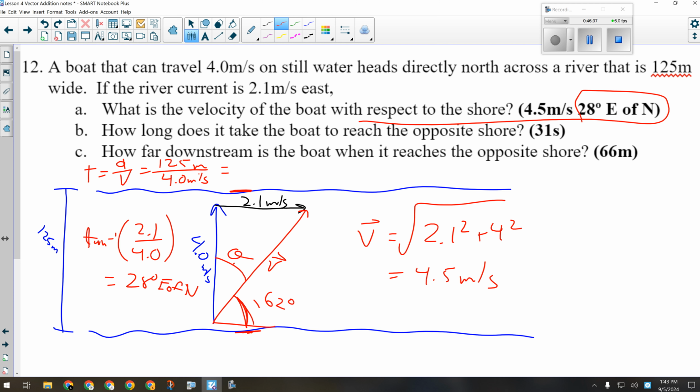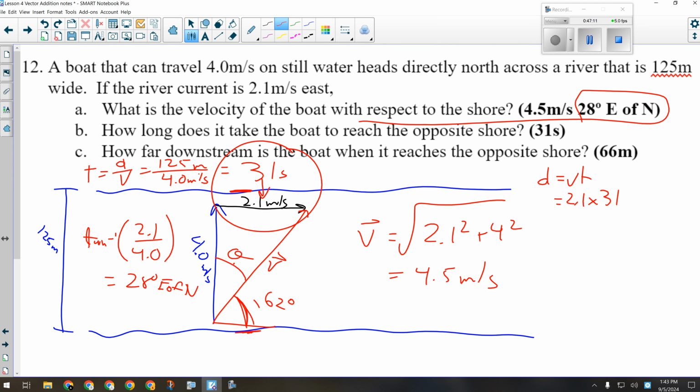All right, for part C, how far downstream is the boat? Well, I know it takes 31 seconds to go across, and I know that for 31 seconds I'll be moving at 2.1 meters per second downstream. Okay? Time times V equals D. Okay? Just use V equals D over T, okay, to get that distance. Okay, so that'll be 2.1 times the 31 seconds, and that'll get me 66 meters downstream.